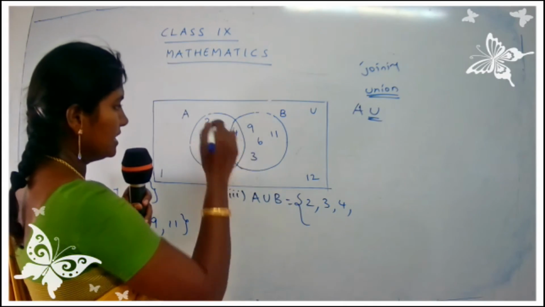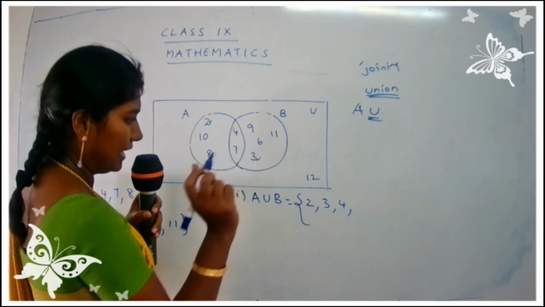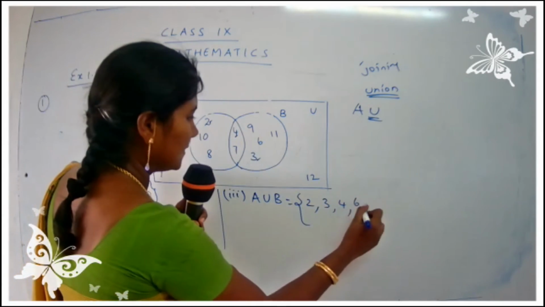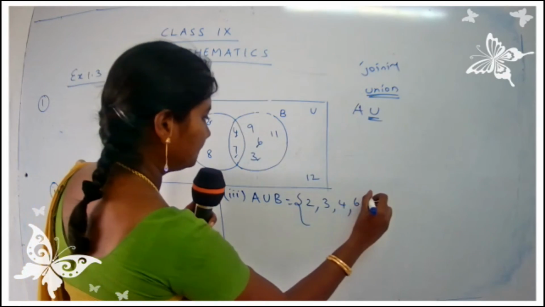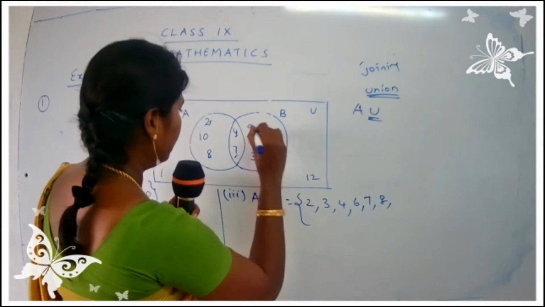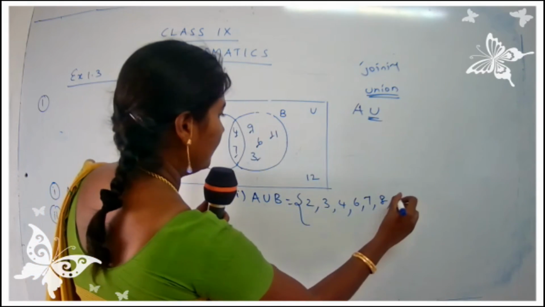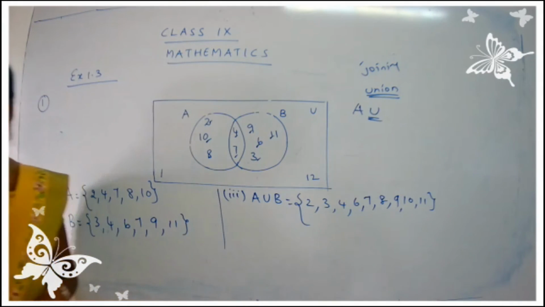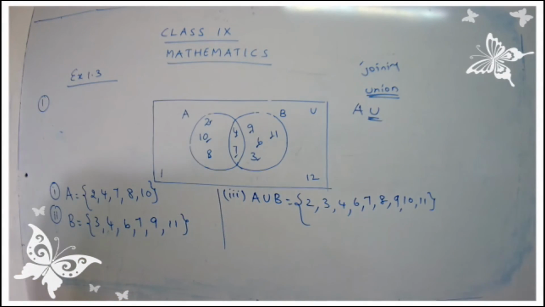So 2 is there. I have written 2. I have taken 3. I have taken 4. Next I will take 6, 7, 8, 9, 10, 11. So this is the set for A union B. I have combined all the members of A and the members of B. That gives you the answer for A union B.